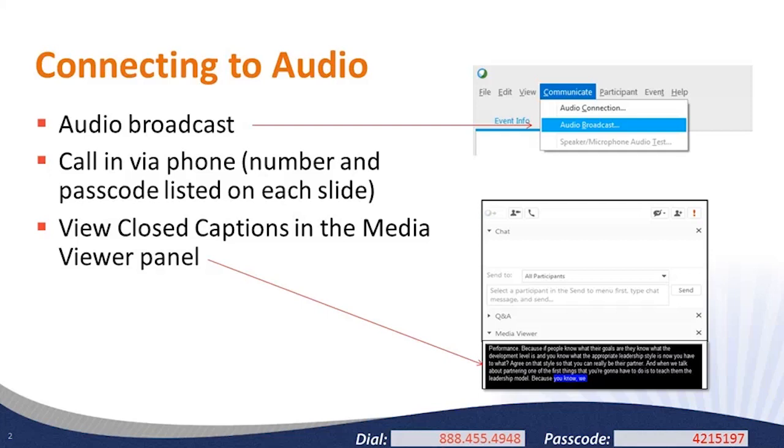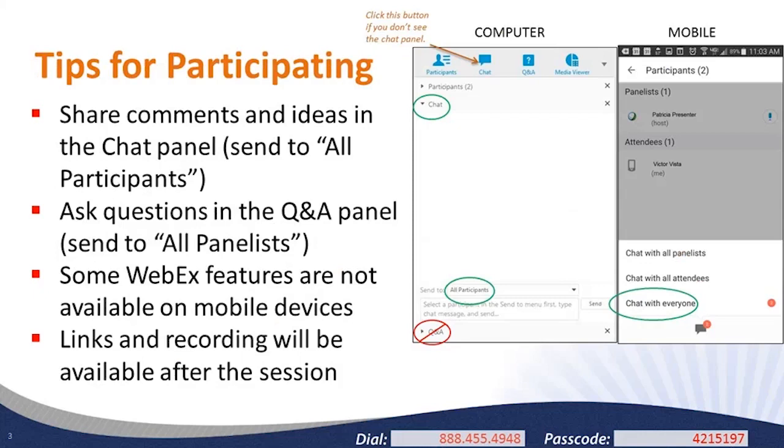Likewise, when we get to the Q&A portion of the webinar, if you want to ask a question verbally, you'll need to call in. Live captioning of this session is also available in the Media Viewer panel at the bottom right corner of the screen. To share an idea or resource or to respond to one of the session activities, use the chat panel to the right of your slide, sending your message to all participants. If you don't see the chat panel, click the speech bubble icon in the upper right corner of the screen, as illustrated on this slide. If you're on a mobile device, the chat option is at the bottom of the participant screen.